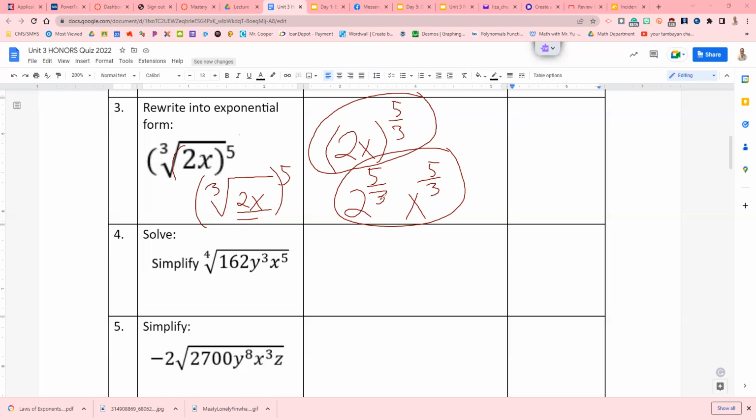Simplify the fourth root of 162, y cubed x to the fifth. I believe that 162 is divisible by 81, because 81 times whatever number will be a simple number.